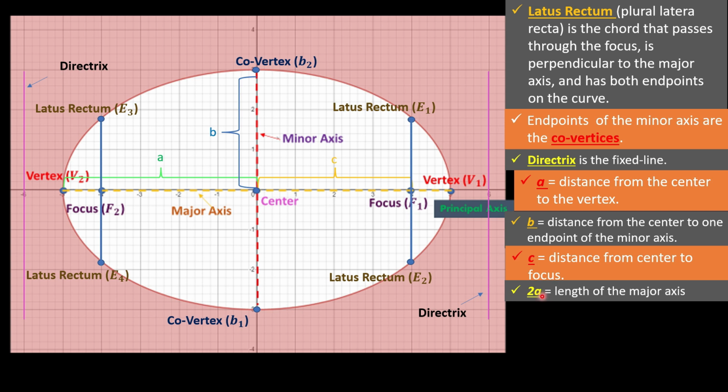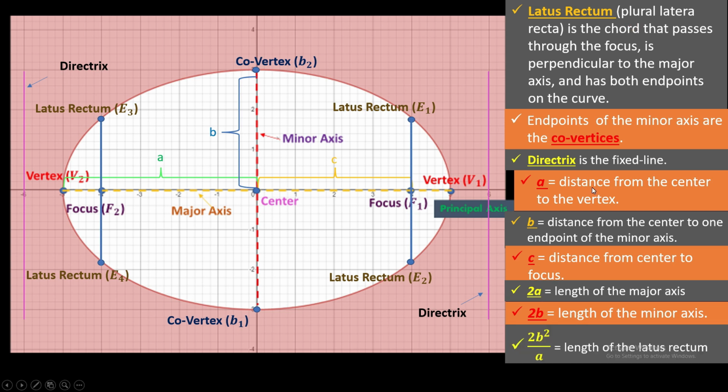Yung A natin, again, this is the distance from the center to the vertex. So para makuha natin yung buong measurement netong line na to o ng major axis natin, we use this formula, 2 multiply by A. So para makuha naman natin yung length ng ating minor axis, etong red na broken line from the endpoint or one point ng ating covertex to the another endpoint ng ating covertex, we use 2 multiply by B or 2B.